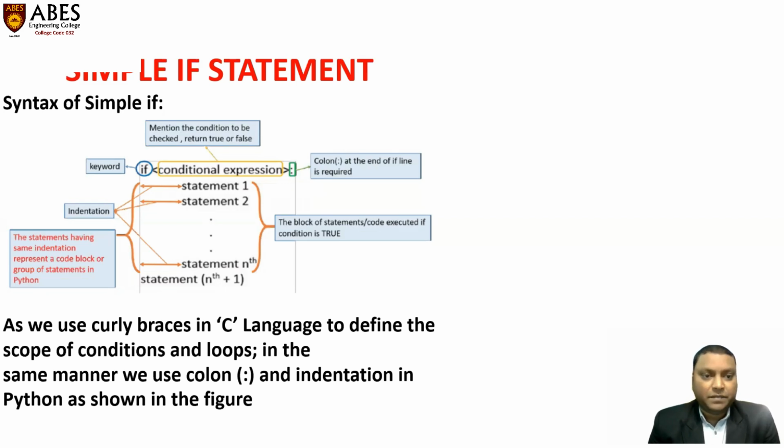You have to put "if", this is a keyword, then angle bracket. In the angle bracket, you have to write the conditional expression which you want to evaluate. And after closing the angle bracket, you have to put a colon at the end of the line. It is required. If you do not put this colon, it will produce an error. So make sure while writing the if statement, write accordingly.